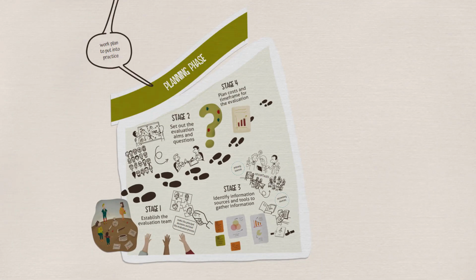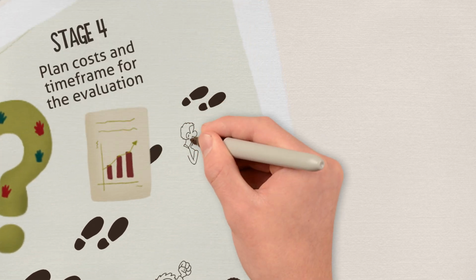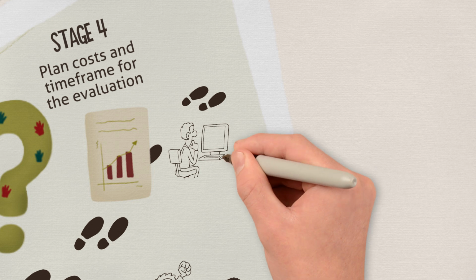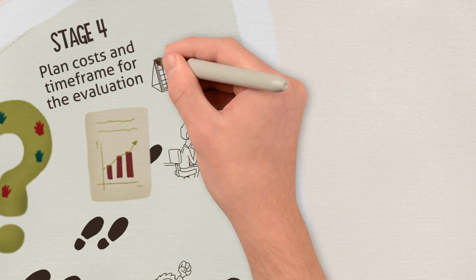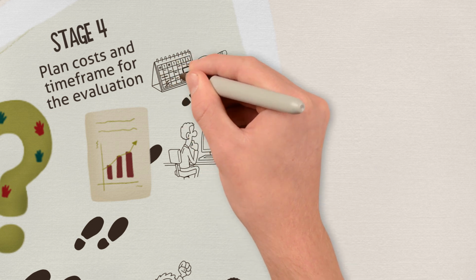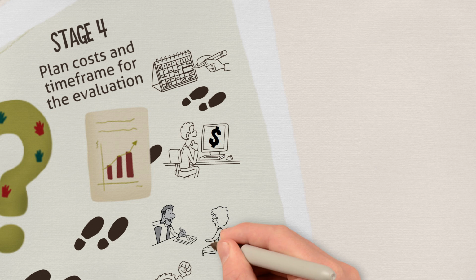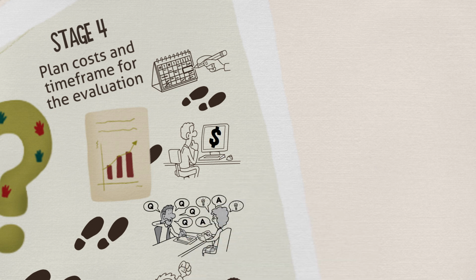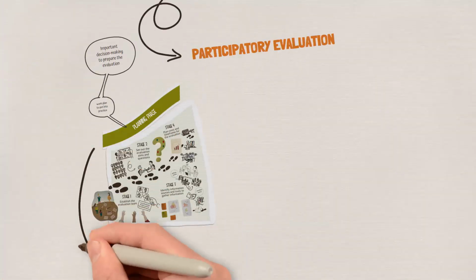The fourth stage involves planning the costs and time frame of the evaluation. This is the perfect moment to estimate financial costs and, even more importantly, the time that will be required to complete the evaluation. It is also the moment when the actors should negotiate which questions are to be prioritized and to concentrate evaluation efforts on the questions that can be answered with the available resources and that are going to be the most useful for the project.